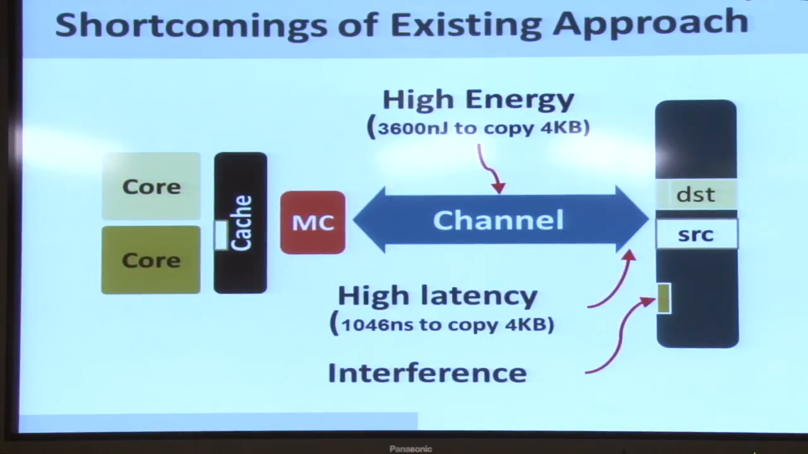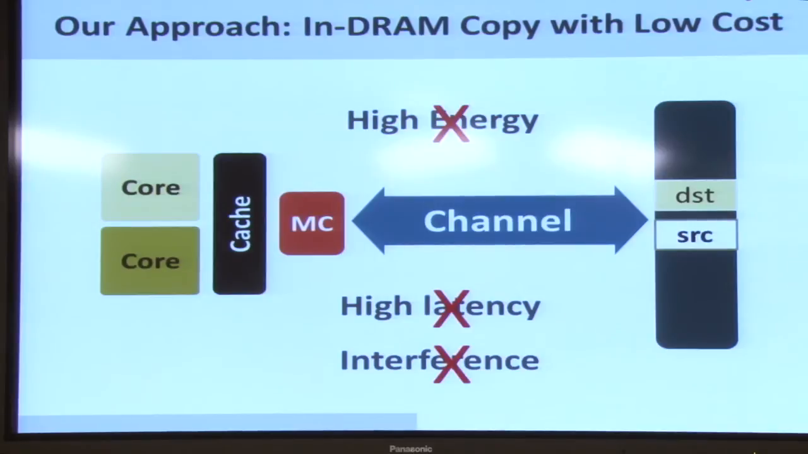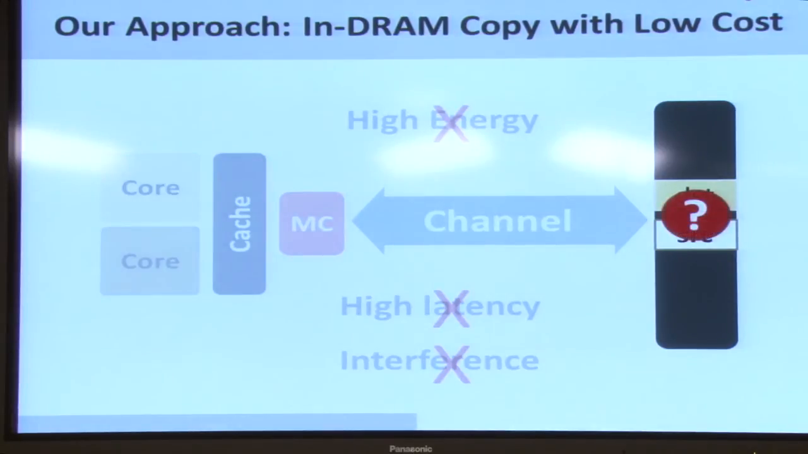Anyway, so all three are bad. It's bad for performance, it's bad for energy. Can we do better? Our approach is essentially simple. Let's do the copy within DRAM. Sounds nice, because we won't have any of these three problems. But the question is, how do we do it?